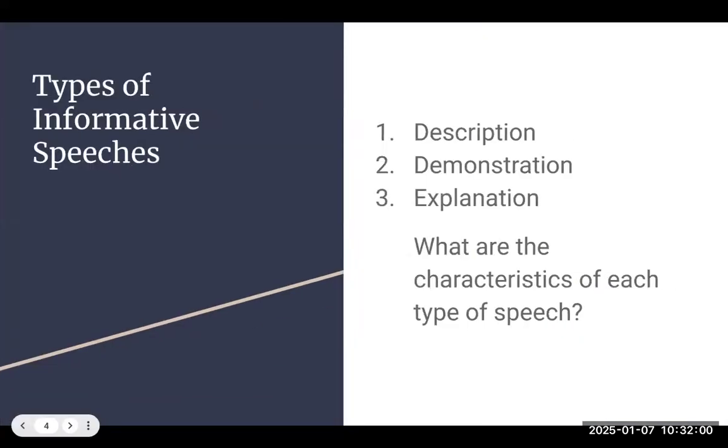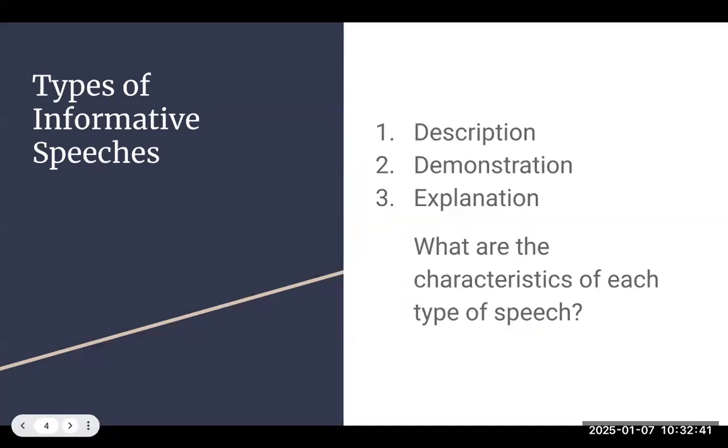So you need to know this for your topic proposal for this particular speech. You need to be able to say which type of informative speech you want to give. You will choose one. So there's a speech of description. The characteristic of this type of speech is that it is used to describe something, some place, someone, some activity. Any topic that you choose, if you're going to be describing something, this is the type of informative speech you want to give.